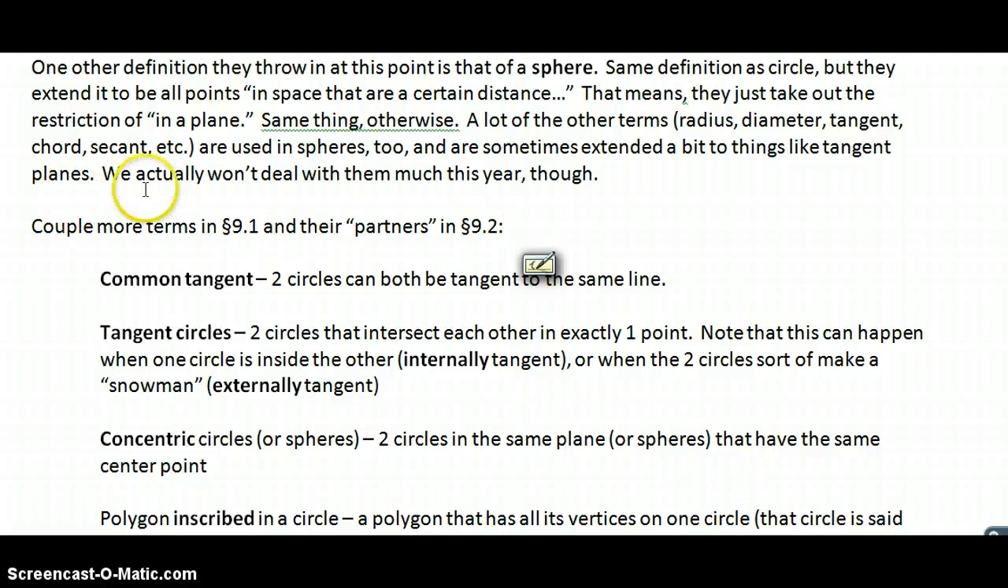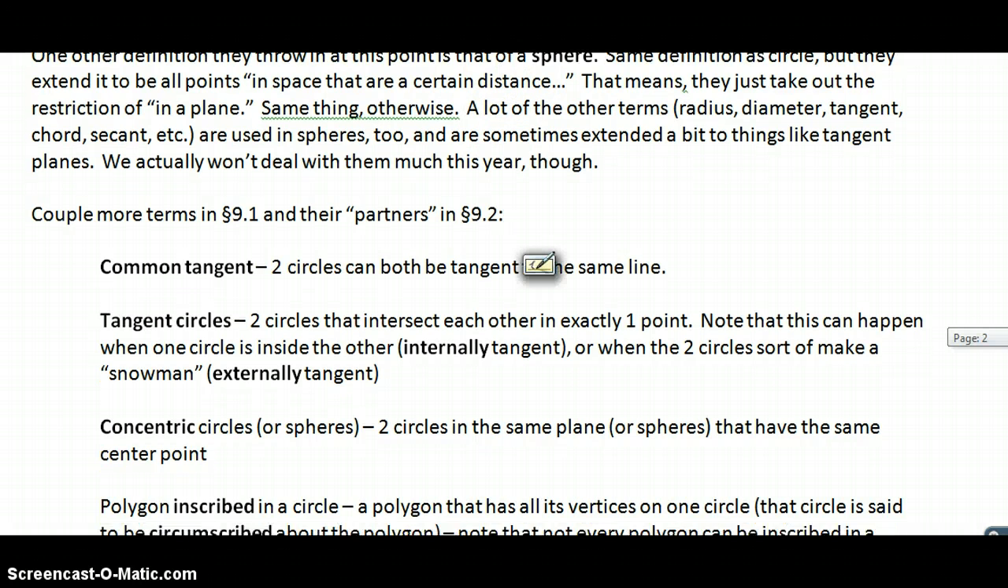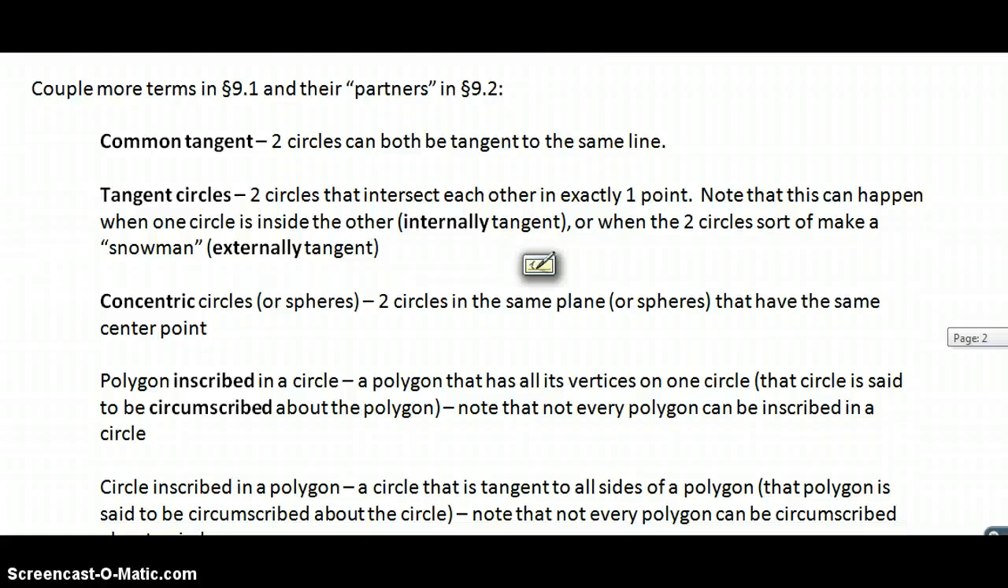But in spheres, you can get a little fancier and talk about secant planes and tangent planes, planes that intersect the sphere in various ways. We're not going to talk much about spheres this year, but there's a little bit in there, and you may have heard about spheres before, so I'm going to talk about it just a little bit. The next thing, I talked about some of these already.